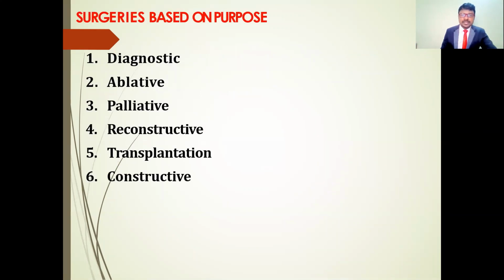So that is minor surgeries. Now, the surgeries based on the purpose. Another classification depends upon the purpose, as the surgical procedures differ. By purpose, there are diagnostic surgical procedures, ablative surgeries, palliative surgeries, reconstructive surgeries, transplantation surgeries, and constructive surgeries.